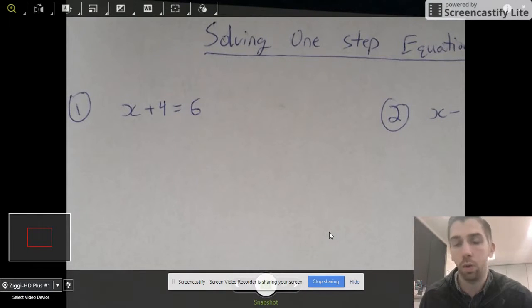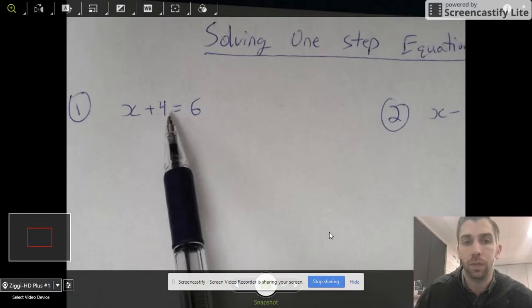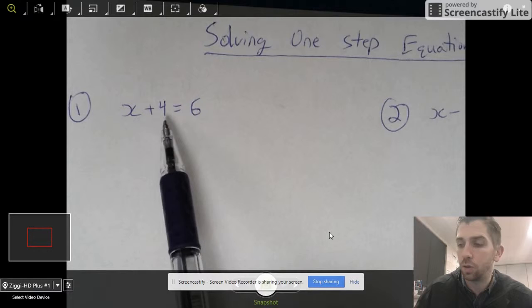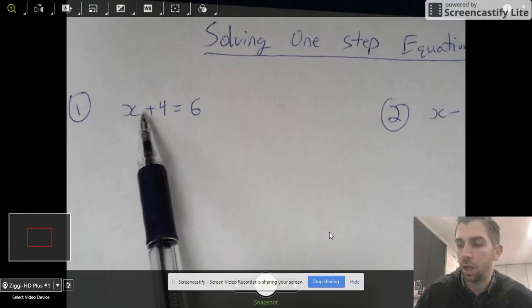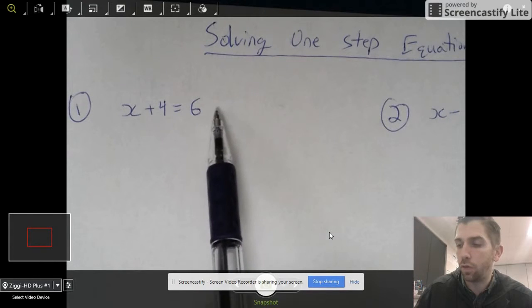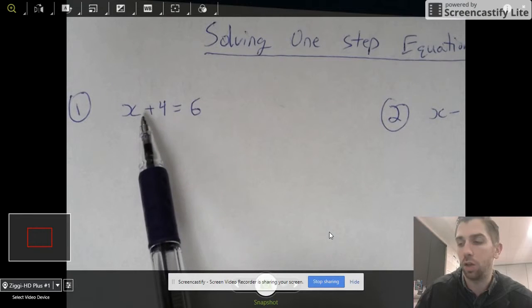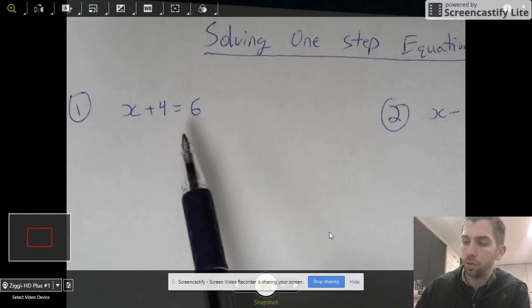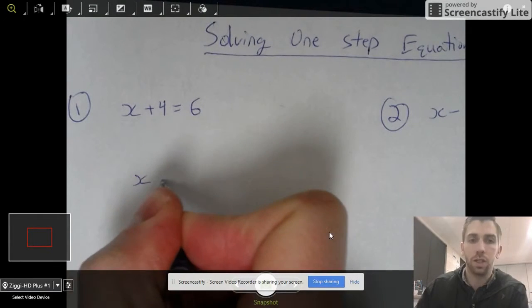So what you want to always be thinking about is doing the opposite operation to balance the equation. So remember, an equation like this is just like a scale. So right now it's perfectly in balance. This side weighs the same amount as this side. So if I want to make any changes to one side, I have to do the exact same thing to the other side. And our goal is to isolate the variable. So you want to end up with x, or whatever your variable is, all by itself.